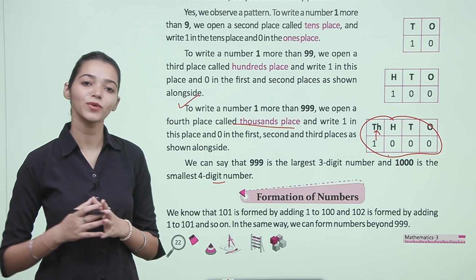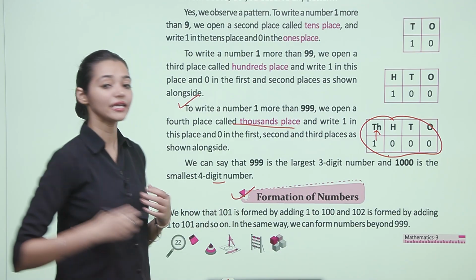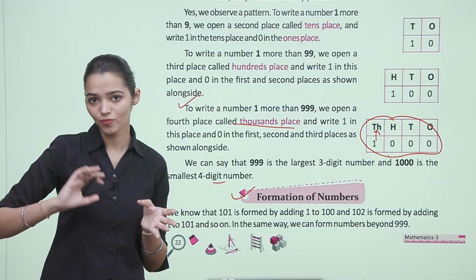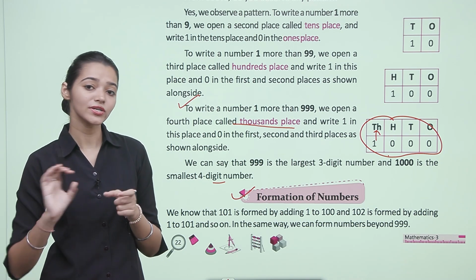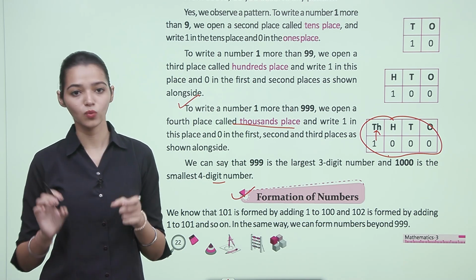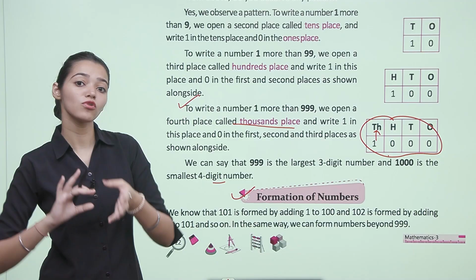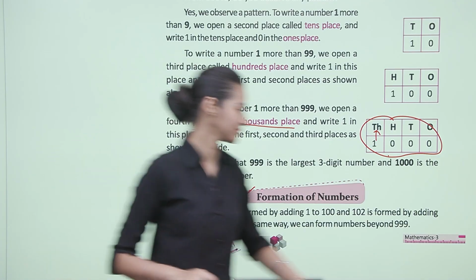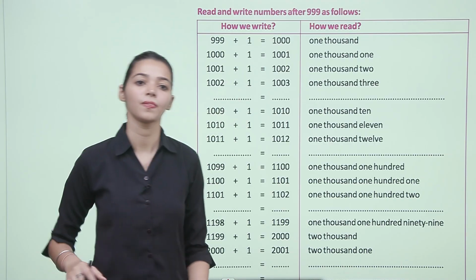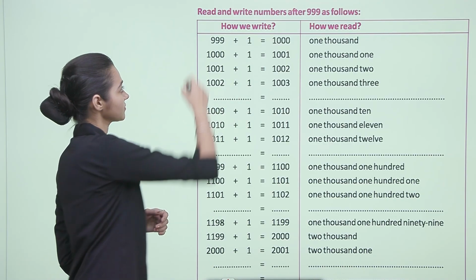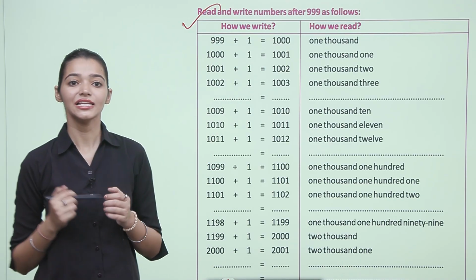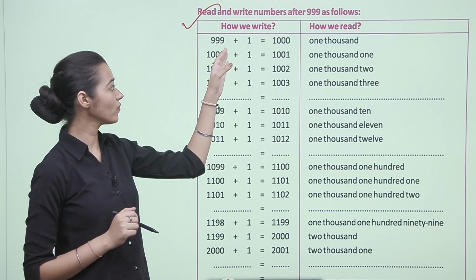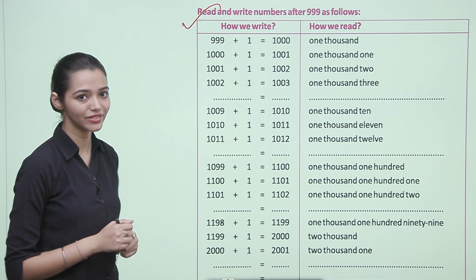Now let's start with the formation of numbers, like how we can form all these numbers. We know that 101 is formed by adding 1 to 100 and 102 is formed by adding 1 to 101 and so on. In the same way we can form numbers beyond 999 also. Let's read and write numbers after 999 as follows. How will we write these numbers and how will we read these numbers?